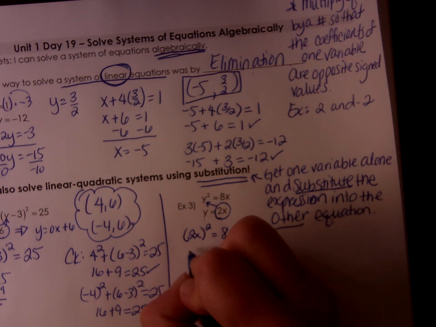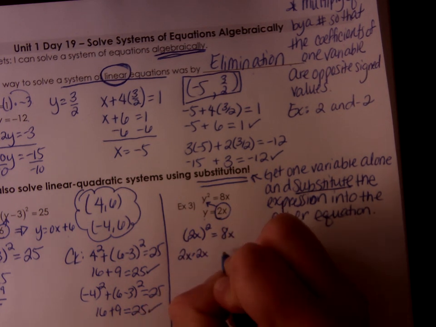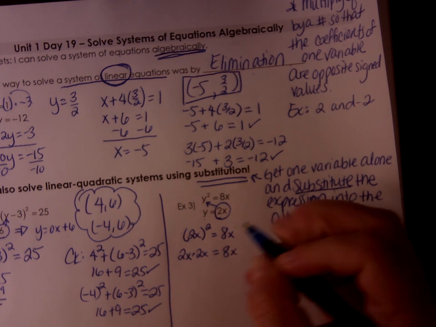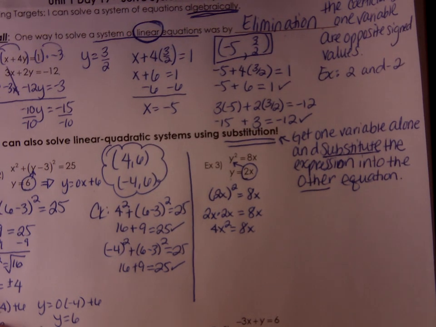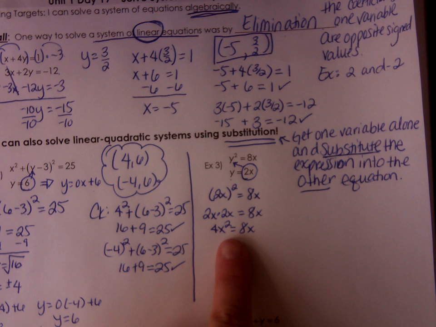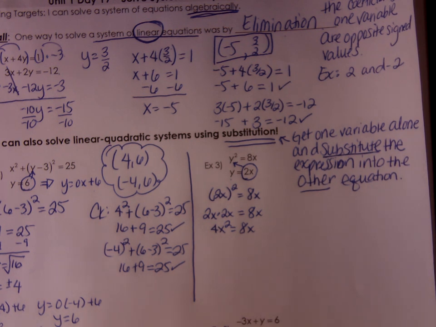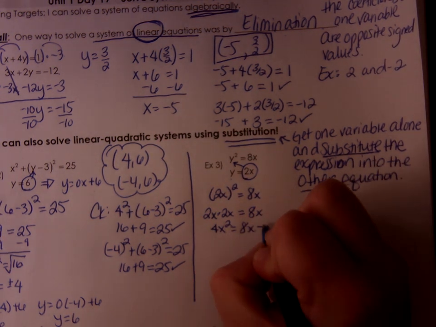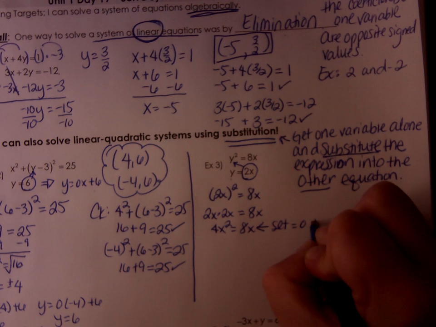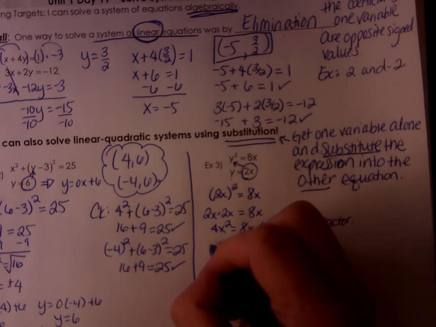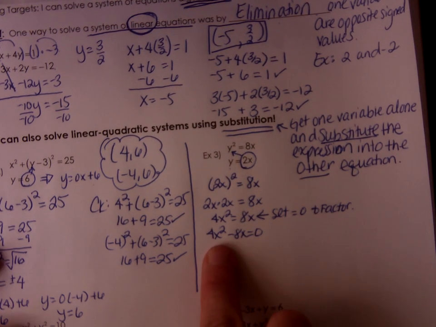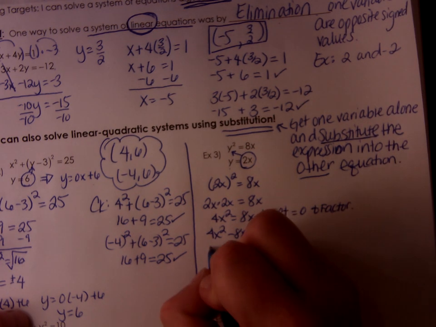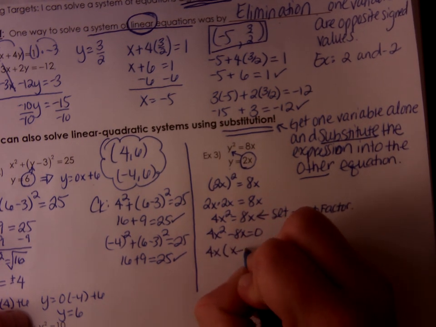2x squared means 2x times 2x. This is 4x squared equals 8x. This is a quadratic equation. And what you want to do for quadratic equations when you have two sets of terms that both have x's in them is set it equal to 0 and factor. So I'm going to write 4x squared minus 8x is equal to 0. 4x squared and 8x both have in common a 4x, with our leftovers being x minus 2.